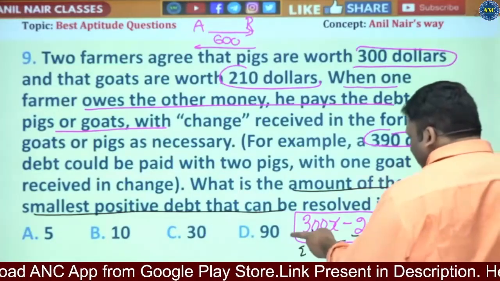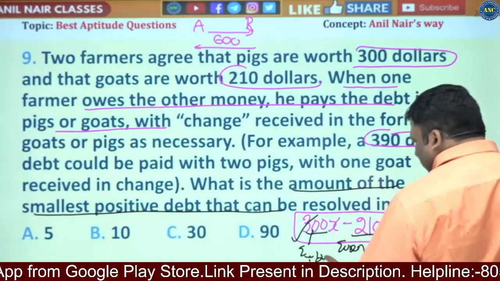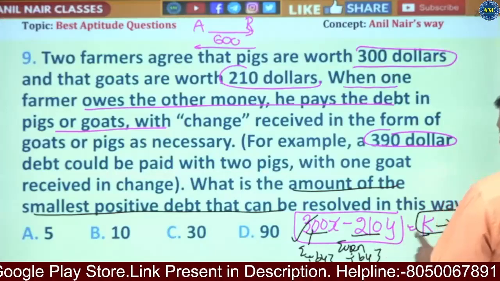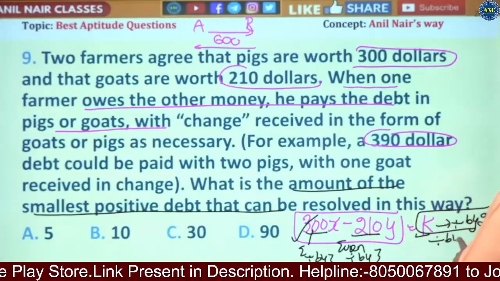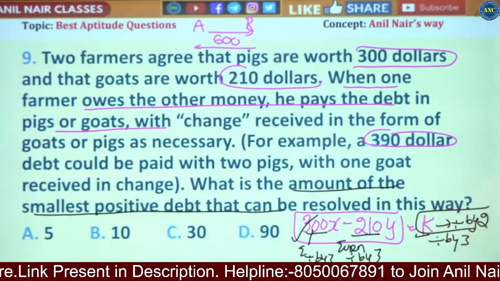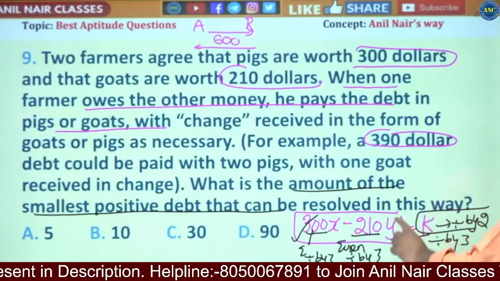300 is divisible by 3, and 210 is divisible by 3. So the answer should be divisible by 3. I am taking all the prime numbers, sir. Divisible by 2 and 3.